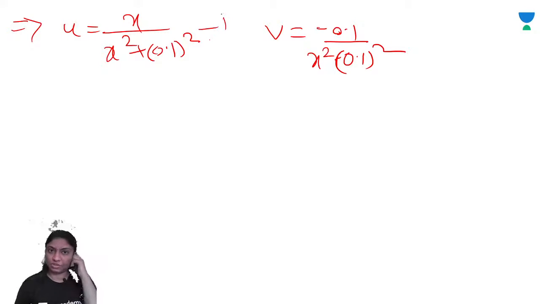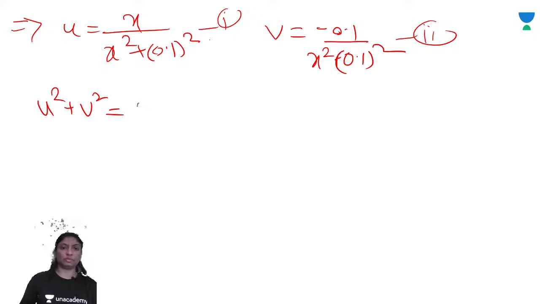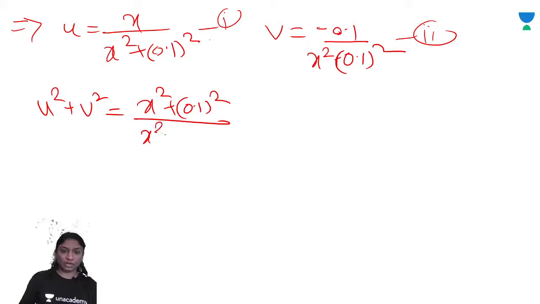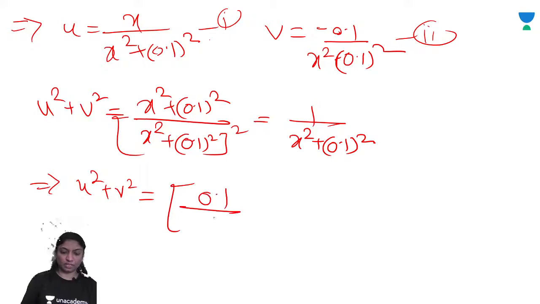So from this equation 1 and equation 2, we'll get u square plus v square is equal to (x square plus 0.1 square) upon (x square plus 0.1 square) squared, which is equal to 1 upon x square plus 0.1 square. Right? Which implies u square plus v square is equal to 10 v, right?